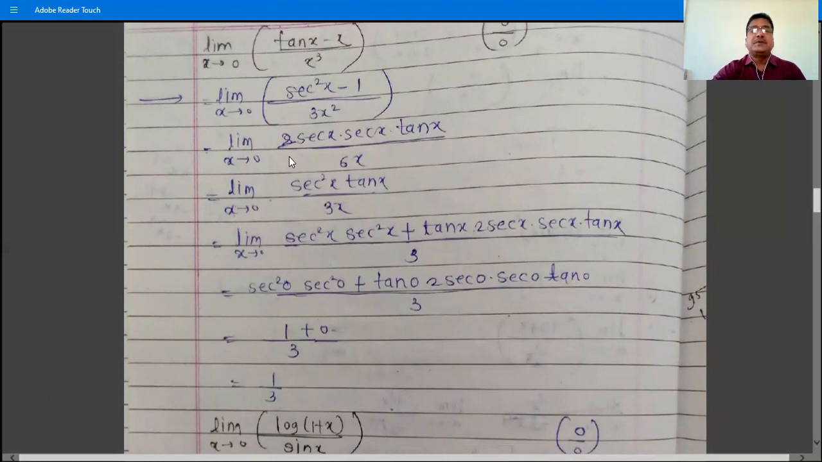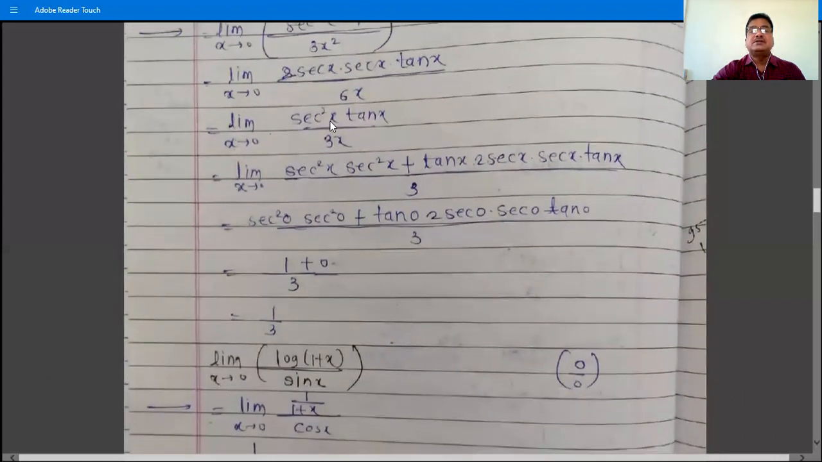So apply L-Hospital rule. Limit x tends to 0, derivative of sec square x is 2 sec x, and derivative of sec x is sec x into tan x. Derivative of minus 1 is 0. And derivative of 3x square is 3 into 2x, means 6x. And simplification: 2 by 6 means 1 by 3, and sec square x into tan x divided by x.